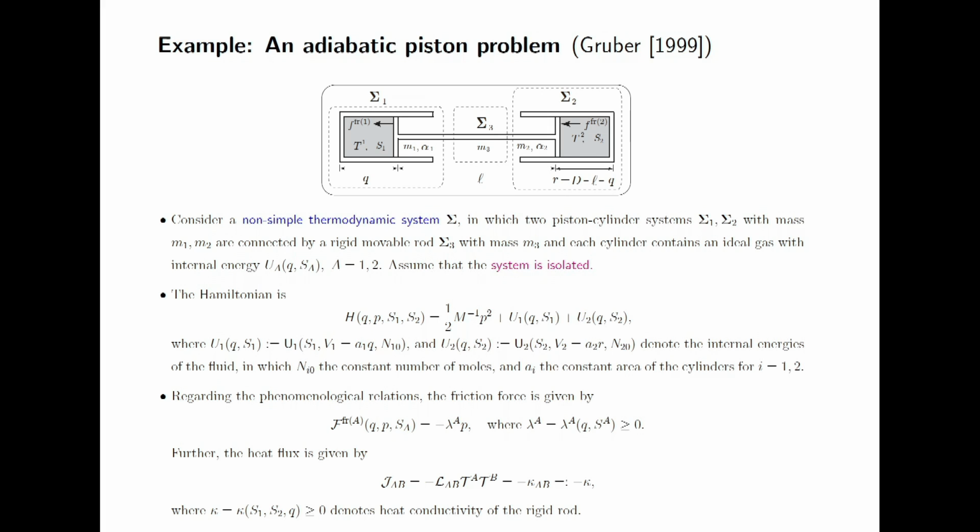So then we have a Hamiltonian, kinetic plus potential. Potential energies are given by the internal energy associated with the ideal gas inside the pistons. And we also consider the phenomenological relation associated with the friction force inside the piston, and with the heat conduction associated with the movable rod. Okay.